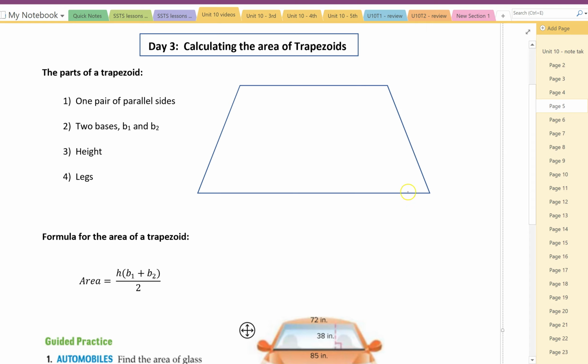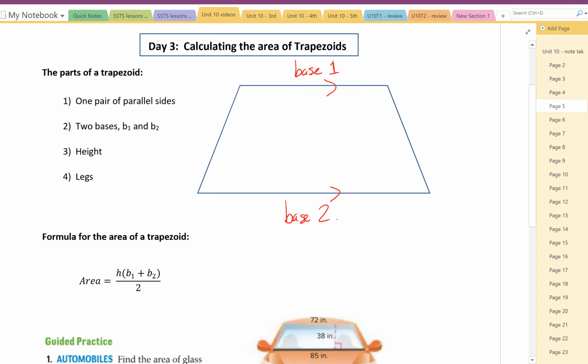Which two sides on this trapezoid here are parallel? Well, it's obviously this one and this one. If I continued this one and this one out, they would eventually run into each other, so they're obviously not parallel. The two sides that are parallel to each other are called the bases. So I'm going to call that base 1, and this one down here I'm going to call base 2.